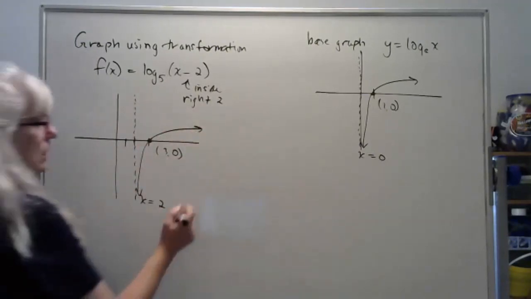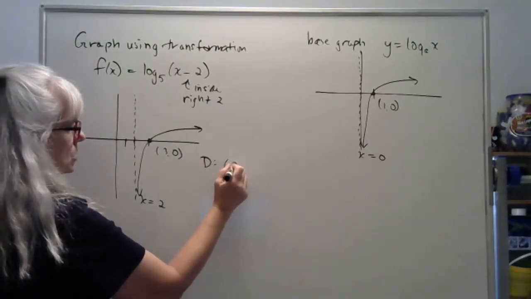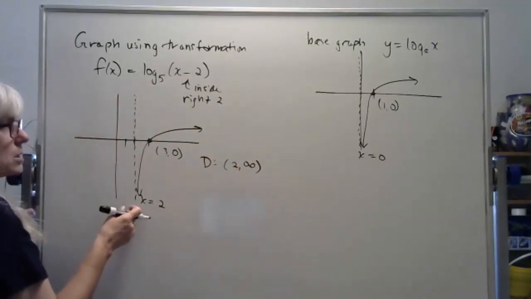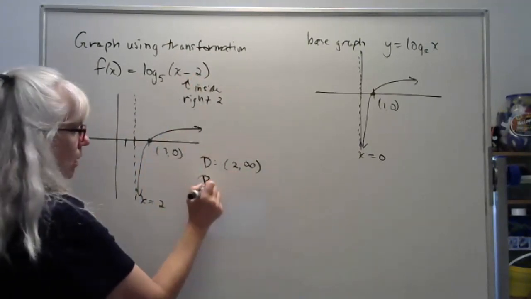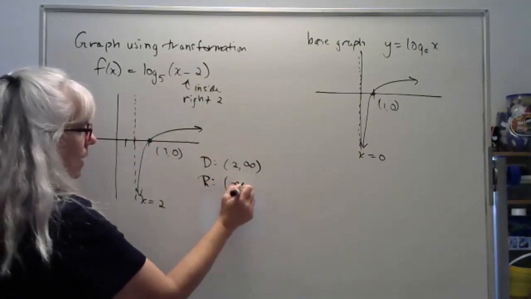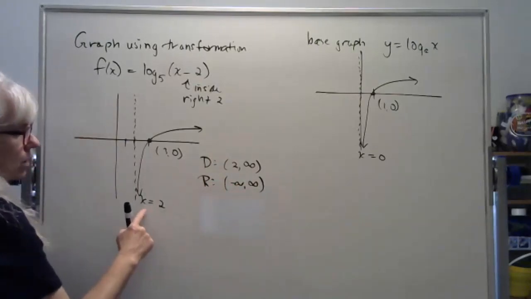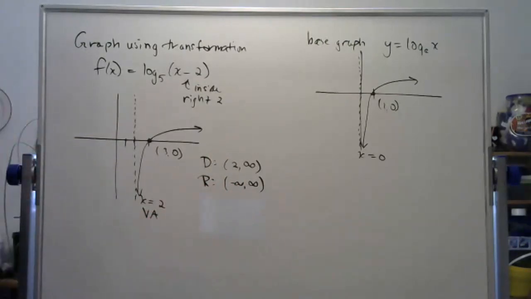The book is going to ask you again, or the homework will ask you for the domain, which in this case is from 2 to infinity. You can see that a couple of ways. The picture tells me it starts at 2. If I set the inside greater than 0, it starts at 2. The range for any of the log graphs is all real numbers, so negative infinity to infinity. And the vertical asymptote is sitting over here at x equals 2. So they're pretty straightforward. They're just as easy as yesterday's, if you've done yesterday's. Since it's not due till tomorrow, you may not have.